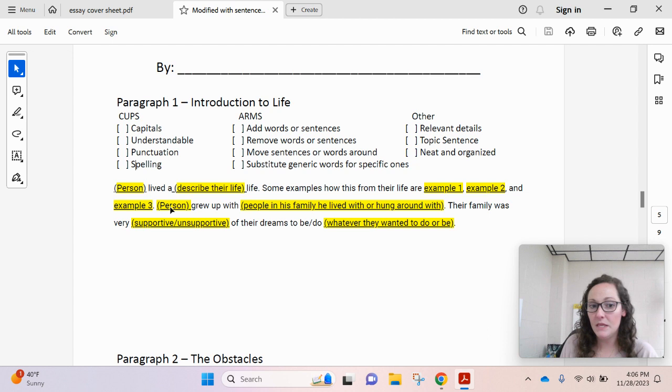The person's name again, grew up with, who are the people that they grew up around or lived with. Their family was very supportive or unsupportive. Here, you have to choose one of those words. Don't leave it with both words, choose one word. So were they supportive of their dream to be or to do whatever it is they plan to do?